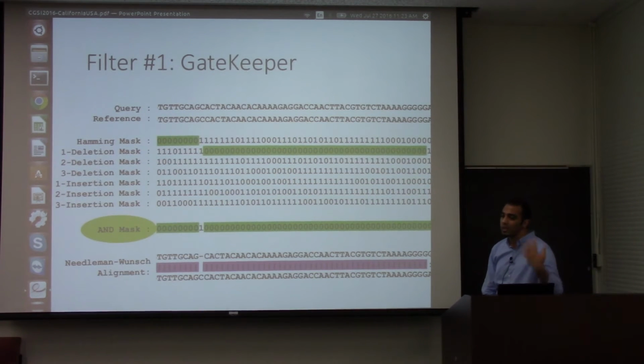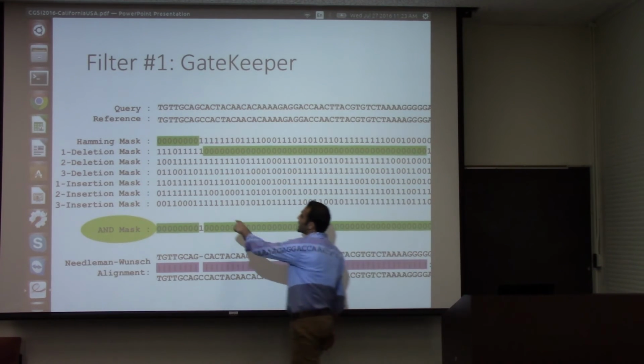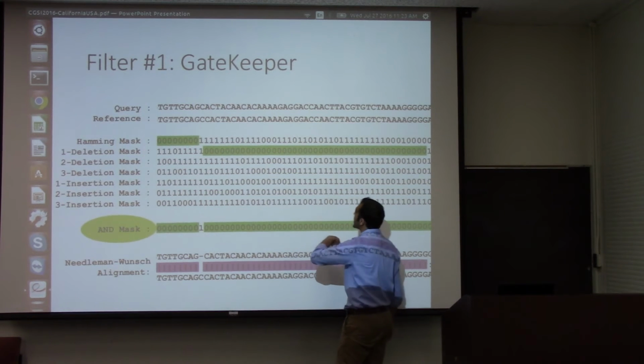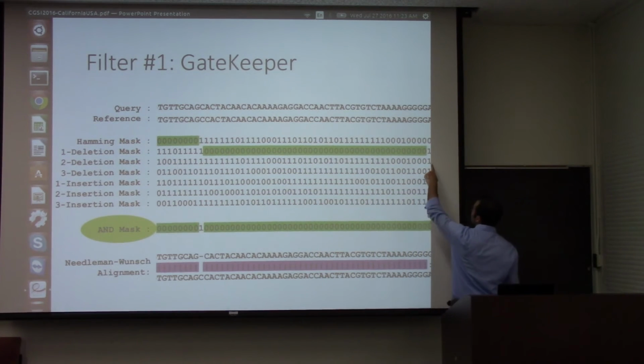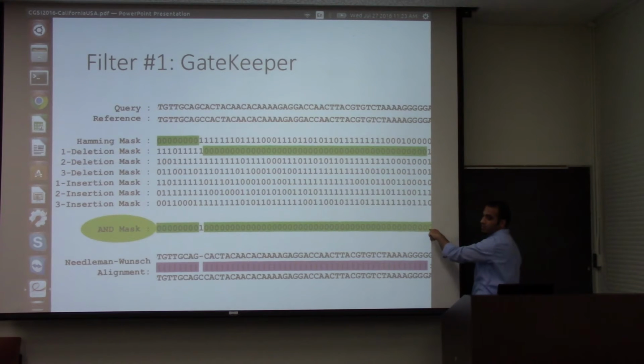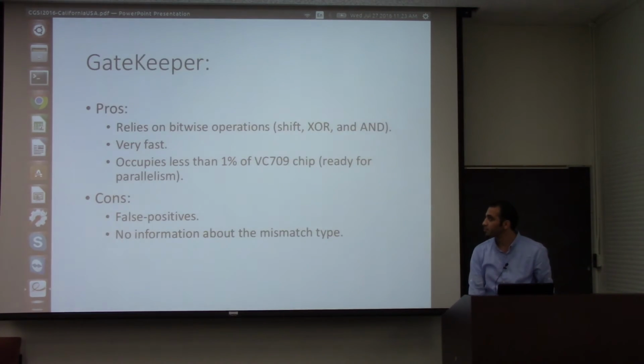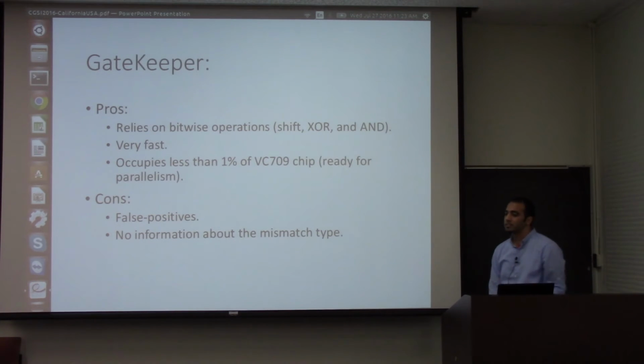However, you may get a problem with this filter, because when you do the AND operation, any 0 in a column will cancel all the ones. So you won't detect, for example, that here there is a mismatch, because of the AND operation. So this filtering has a problem and has advantages as well.